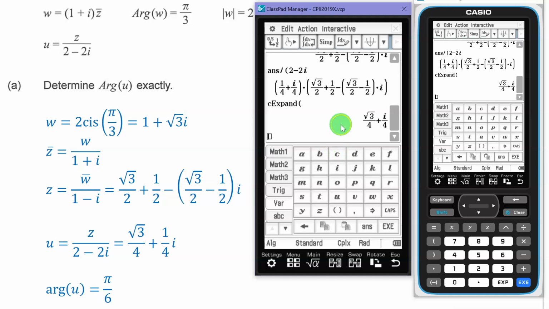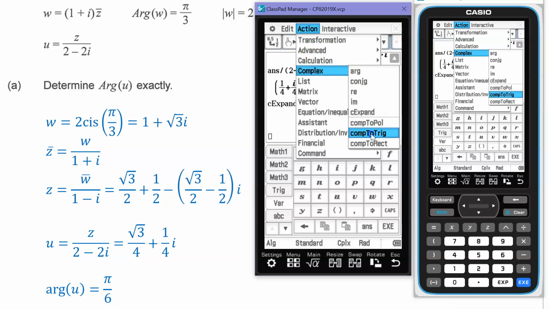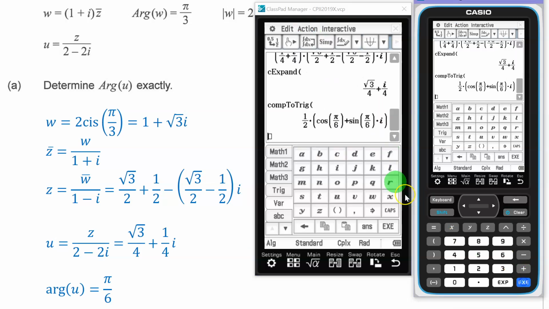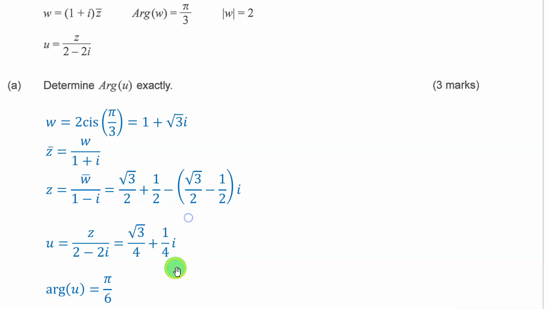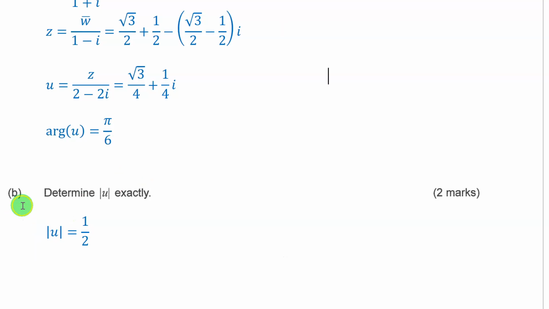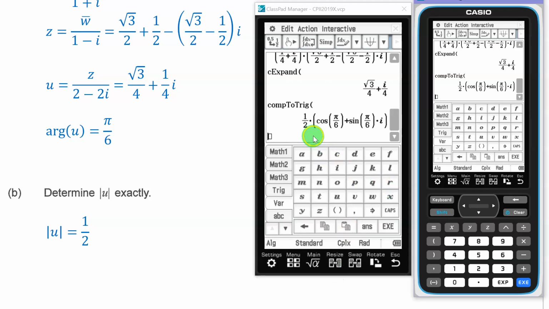Now the last thing is to find the argument and the magnitude. If we just use the complex converter into trig form, then there we go. The argument is pi by 6, and that's basically part A done. Then when we slide down to part B, determine the magnitude of u, it's only a 2 marker, and we could just say, right, it's a half. There it is. And we're done.